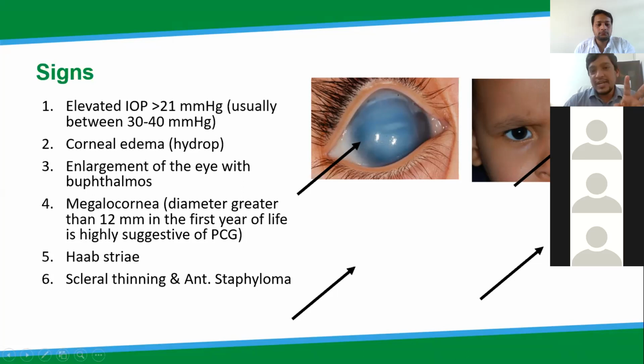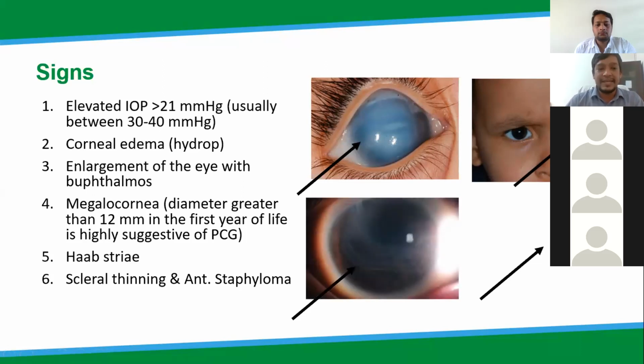Normally, if a child is less than 1 year of age, the normal corneal diameter should be 10 to 10.5 mm. So if a child is less than 1 year of age and you see a corneal diameter of more than 12 mm, it is highly suggestive that the child has congenital glaucoma. This sign is very identifiable with a torchlight examination. We don't need high sophisticated instruments to visualize this, and we can easily measure the corneal diameter with the help of a scale.